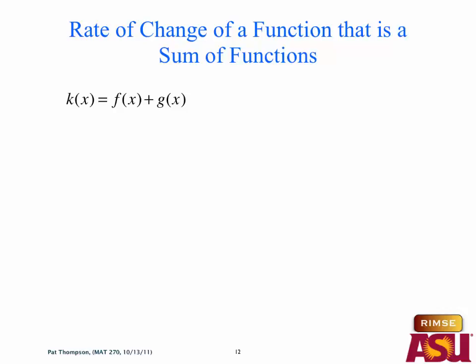So it's exactly what we would hope for. If you have a sum of functions, to get the rate of change, it's the sum of the rates of change. This is great, right? It's the easiest thing possible. If your function is a sum of functions, then to get the rate of change of that, you take the rate of change of the first and add it to the rate of change of the second.